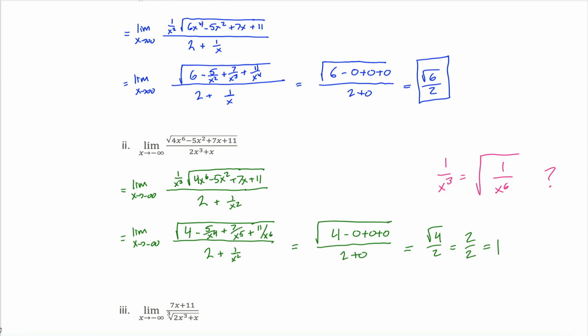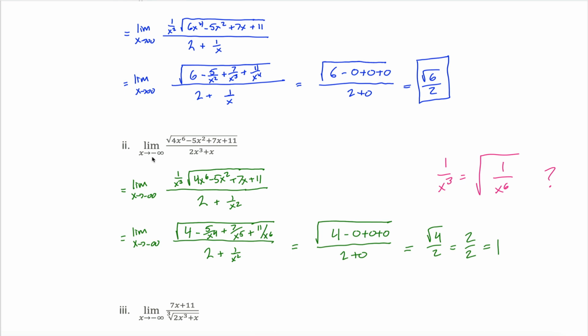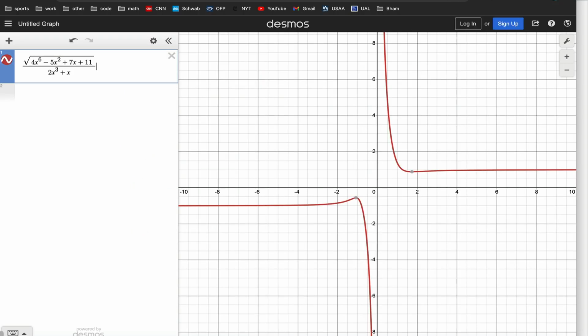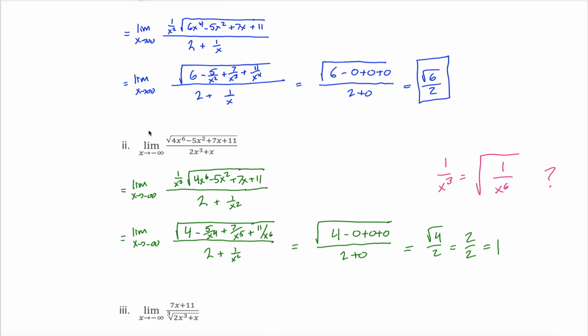Just for the heck of it, I'm going to take this expression right here and I'm going to type it into Desmos. The square root of 4x to the 6 minus 5x squared plus 7x plus 11 divided by 2x cubed plus x. Remember that what I was interested in is the limit as x approaches negative infinity. In other words, what happens to this graph when I go way out to the left? It appears that the height of this graph is approaching negative 1 here. Right? If I zoom out, we see this horizontal asymptote, and it looks like the height of this asymptote is at negative 1. But that's really strange because we just did all this analysis, and we figured out that the limit as x approaches negative infinity is positive 1.